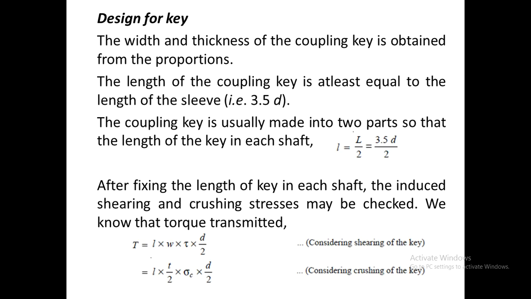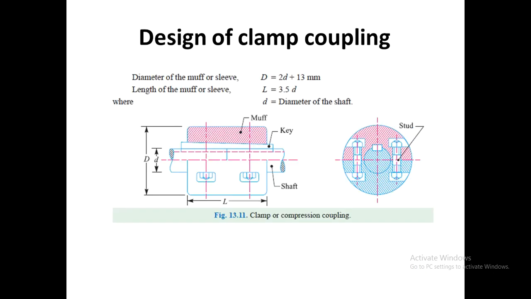The design for the key is similar to what we have already seen. The length of the key is capital L by 2, where capital L is the length of the coupling. Then the torque equation with respect to the shearing stress and the crushing stress is written. T is equal to L into W into tau into D by 2, considering the shearing stress, and T is equal to L into t by 2 into sigma c into small d by 2, considering the crushing stress of the key.